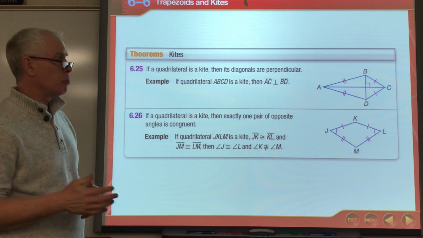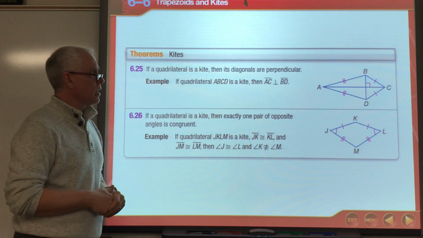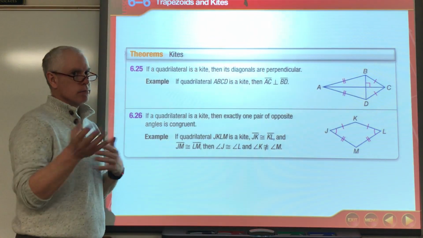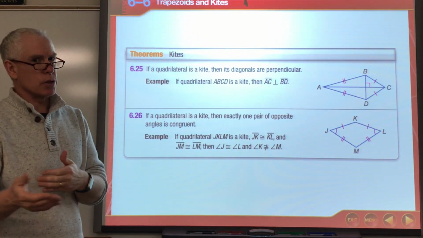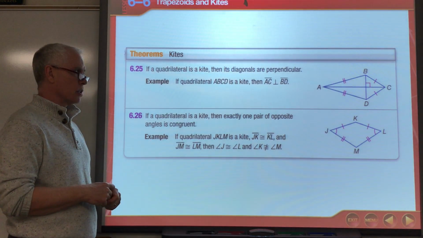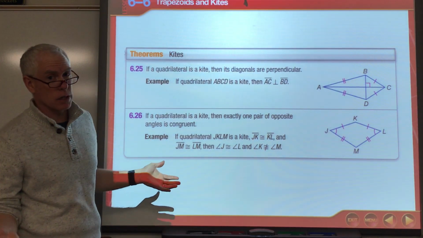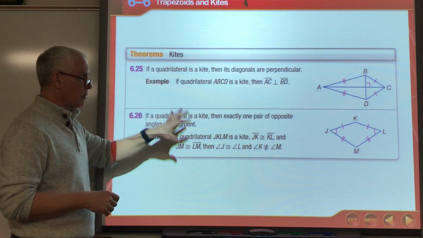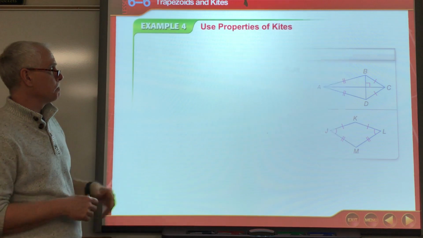Okay, so a couple of things about a kite. If it's a kite, the diagonals are perpendicular. Well, that's true about a rhombus as well, but in order to prove that it's a rhombus, you'd have to first show it's a parallelogram. Okay, here exactly one pair of opposite angles is congruent. Because if both pairs of opposite angles were congruent, it would be a parallelogram, and we would have a different shape. So a couple of theorems that we're going to use on the next couple slides here.